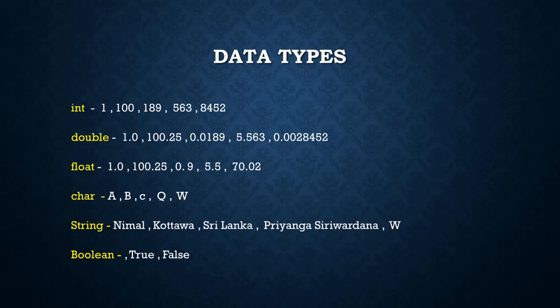And when we consider char, it is a single data type. That means a single character. So A, B, X, M, something like that. String. String is a collection of characters. That means Priyanga, Sri Lanka, W, M, ABC, we can call as a string. Boolean. Boolean has only two states, either true or false.